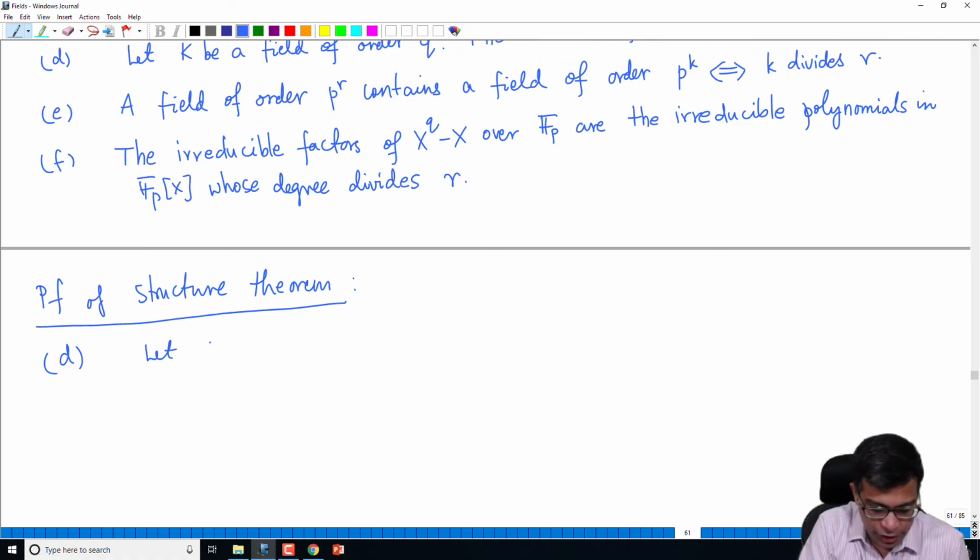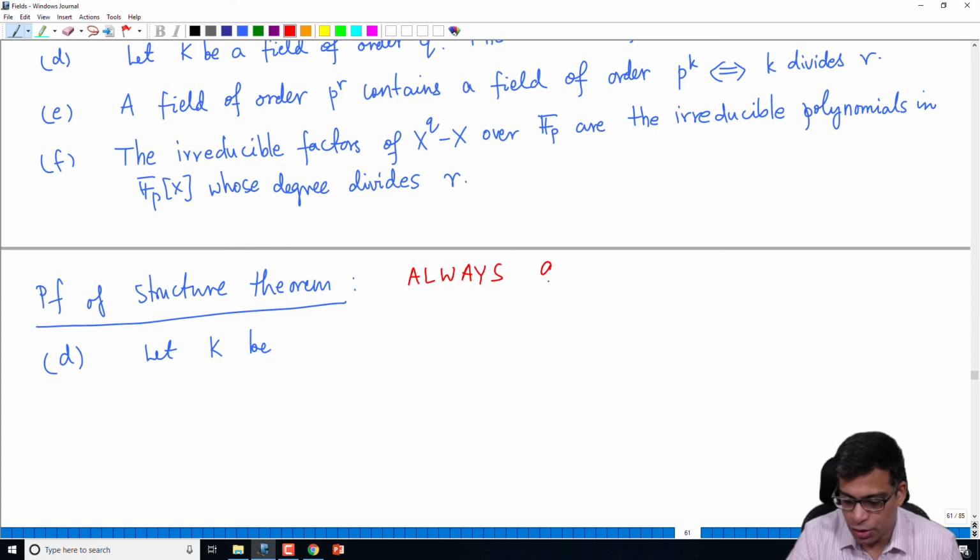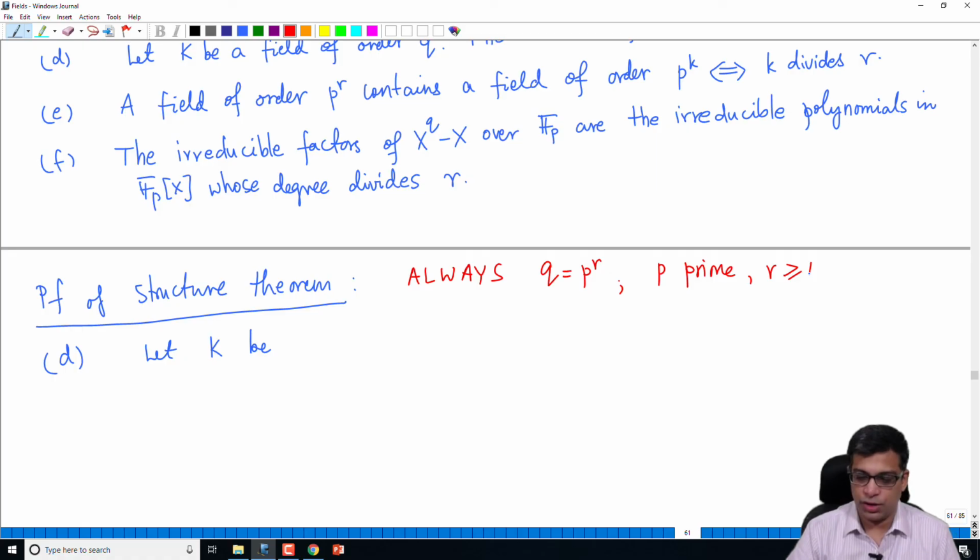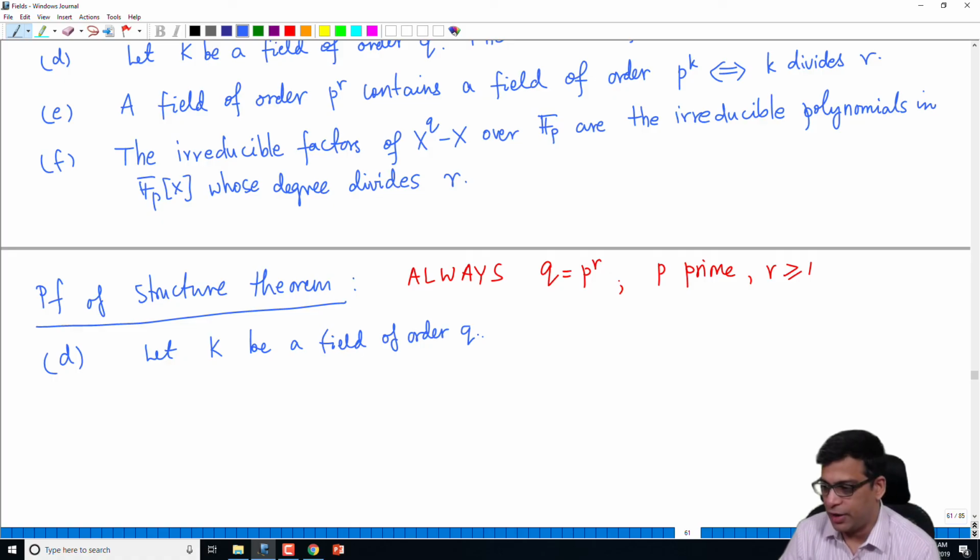So let K be a field of order Q. Remember, we'll always keep this in mind, so I'll put it in red: Q is equal to P power R, where P is prime and R is at least 1. Okay, so this is the notation. Q stands for that. So let K be a field of order Q. We'll prove later that such a field in fact exists.